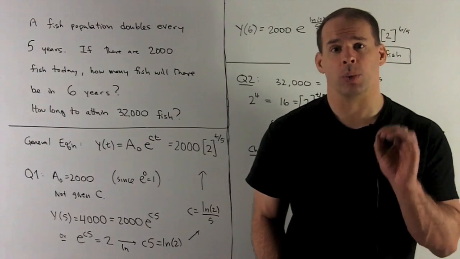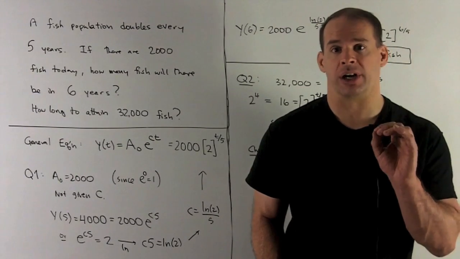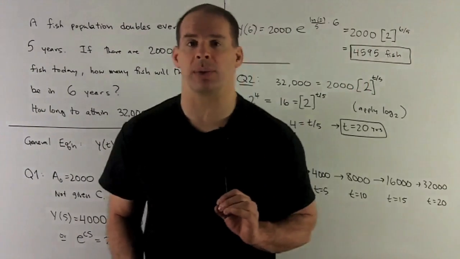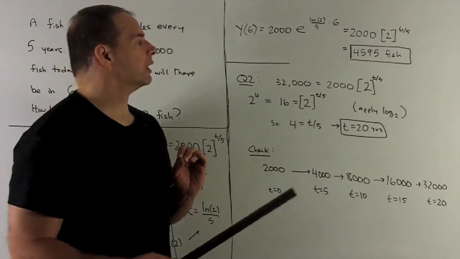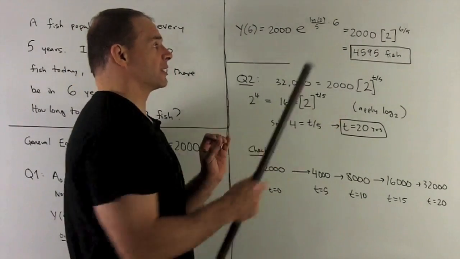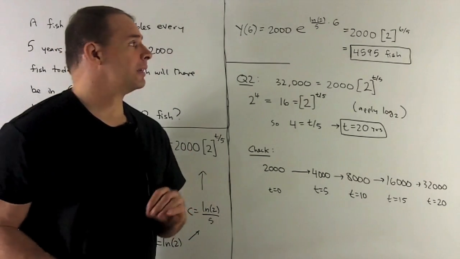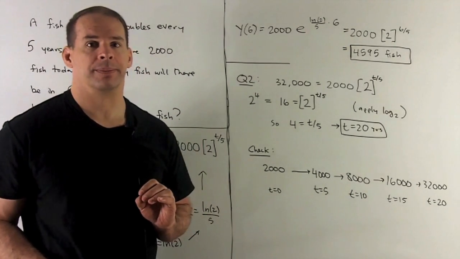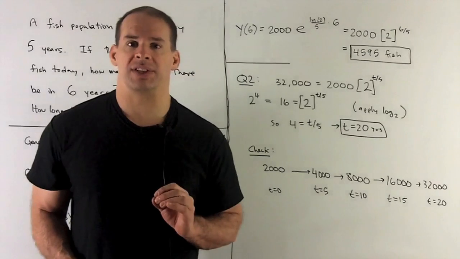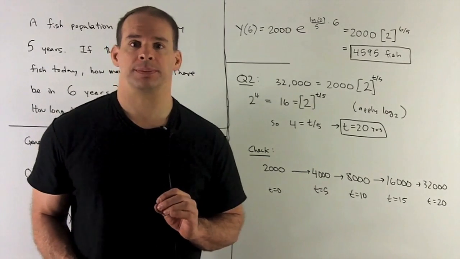First, we want to know what's going to happen in 6 years. So we just put a 6 in where we had t. What am I going to get? 2,000 times 2 to the 6/5. I pop that into my calculator, and I get 4,595 fish.